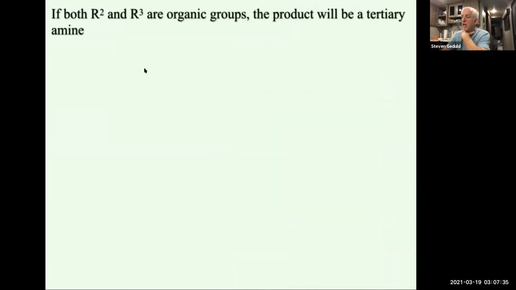If both R groups are acyl compounds, organic compounds, the product is going to be a tertiary amine. So if both R groups are hydrogen, it's going to be primary. If one of the R groups is a carbon group, it's going to be secondary. If both R groups are carbon groups, it's going to be tertiary.